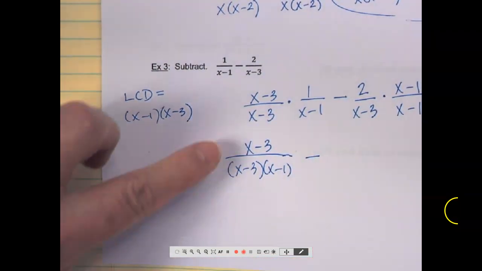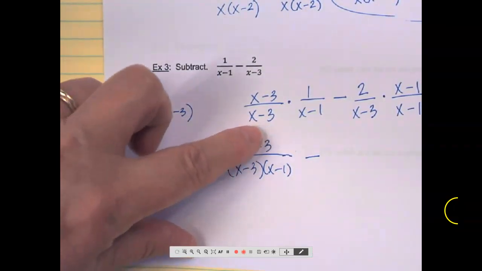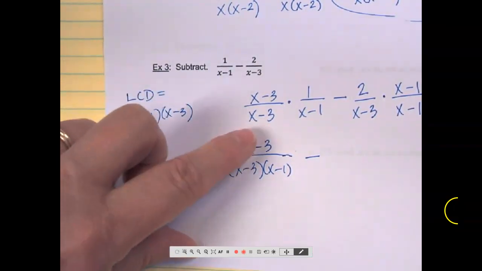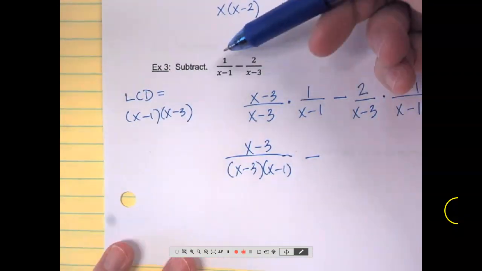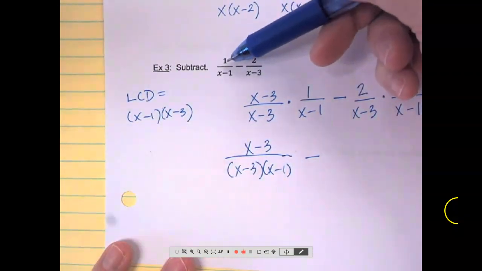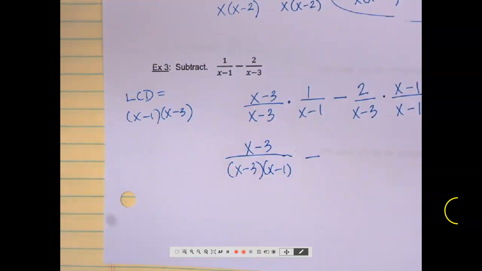Okay, do I want to cancel these? Look, I have a common factor. Do I want to cancel? Not yet. Remember, it's like the hamster on the wheel. I'd be going right back to what I started with, not accomplishing what I set out to accomplish, which is to combine these two into one fraction.